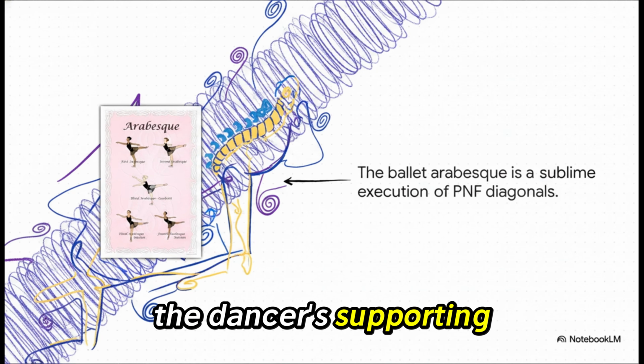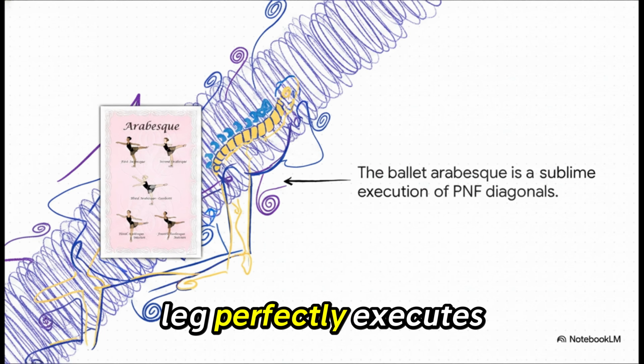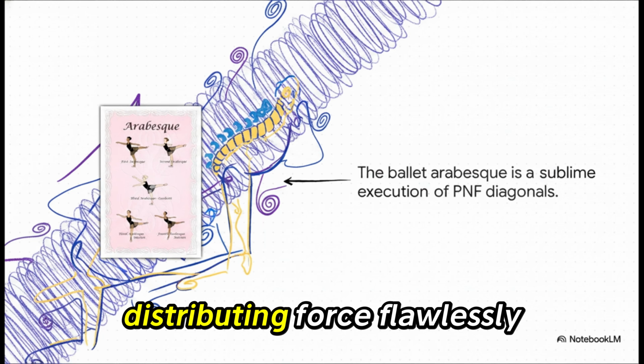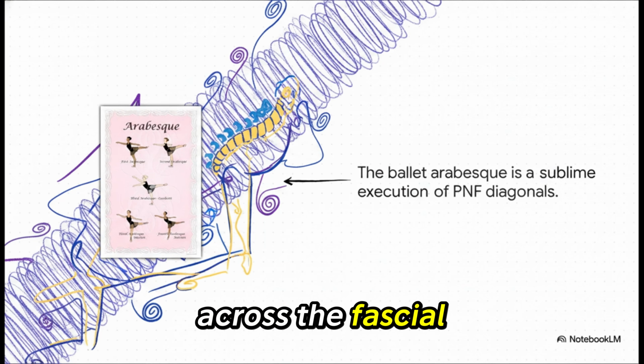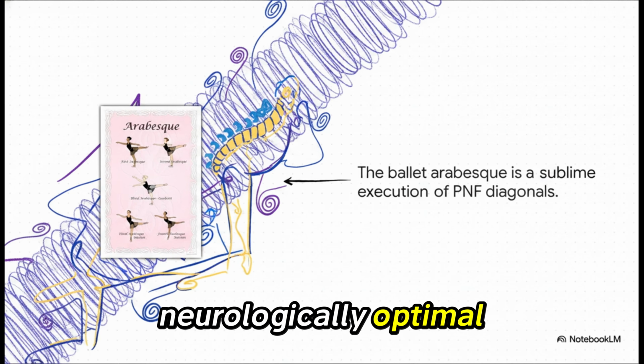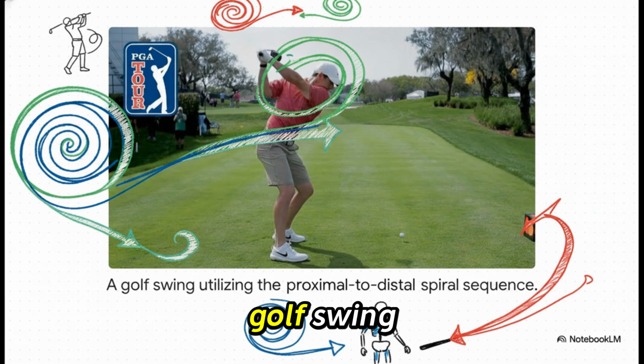The dancer's supporting leg locks into a masterful D2 extension, while the free leg perfectly executes a D2 flexion. The spine extends and rotates, distributing force flawlessly across the fascial network. It's beautiful precisely because it is neurologically optimal. And we see the exact same grammar in sports. Watch a professional golf swing.